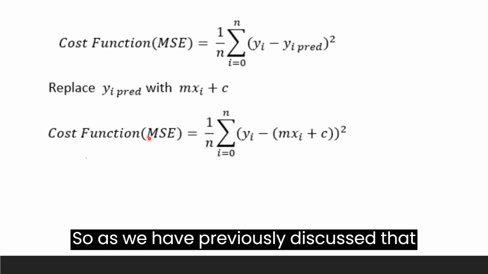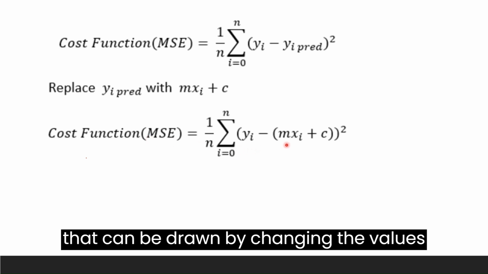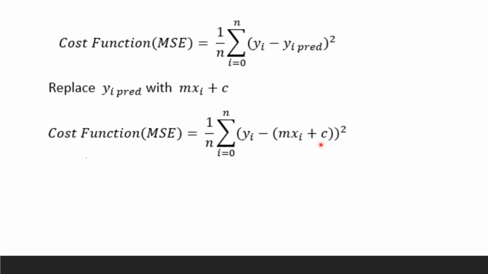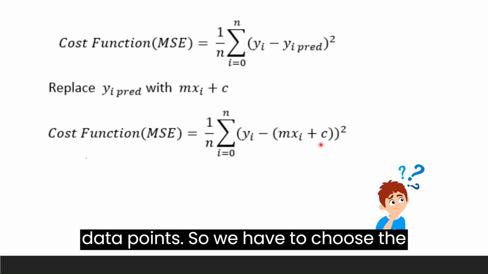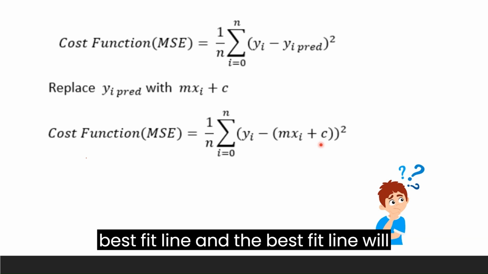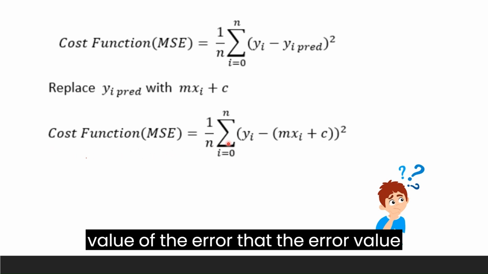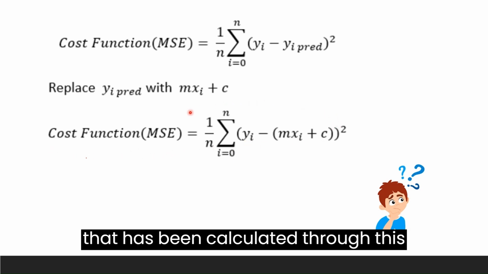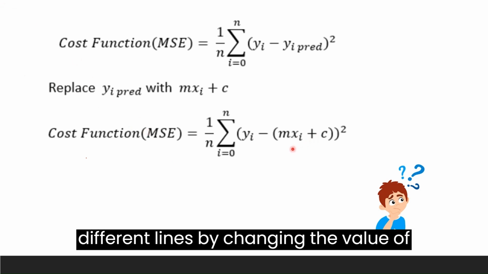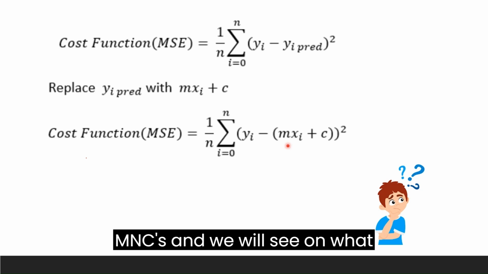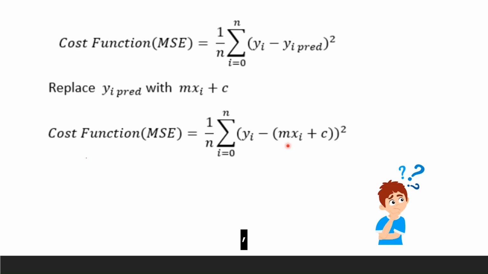So as we have previously discussed, there could be multiple lines that can be drawn by changing the values of m and c that can pass through the set of data points. So we have to choose the best fit line, and the best fit line will be the line that gives us the minimum value of the error, the error value that has been calculated through this equation. So we draw different lines by changing the value of m and c, and we will see on which value of m and c it gives us the minimum error.